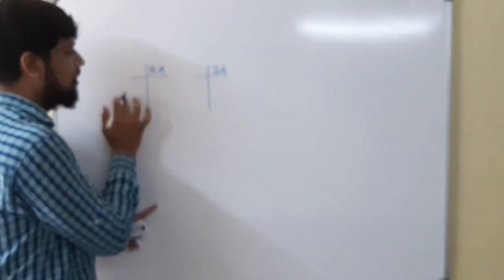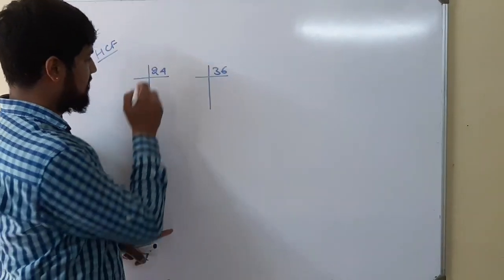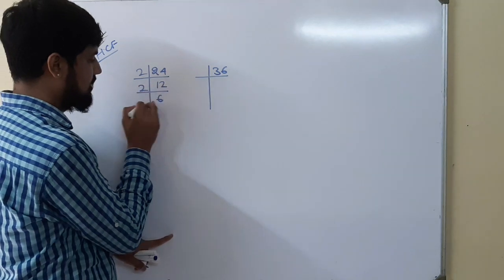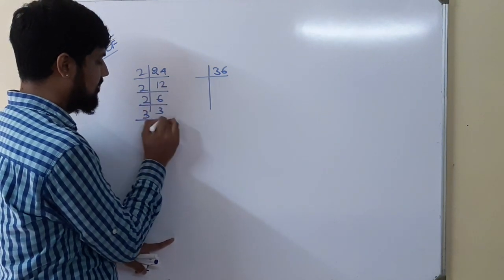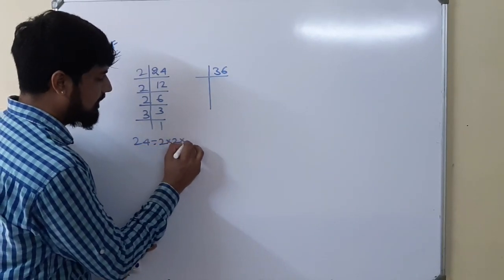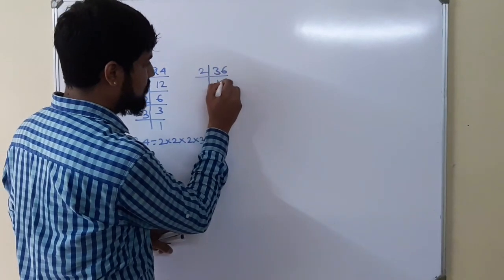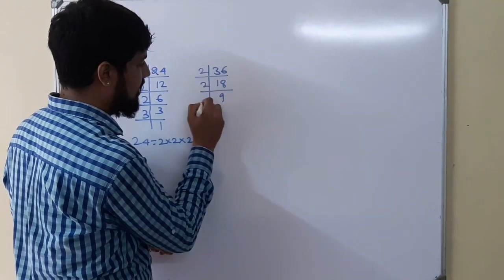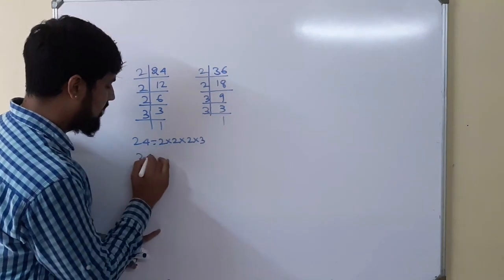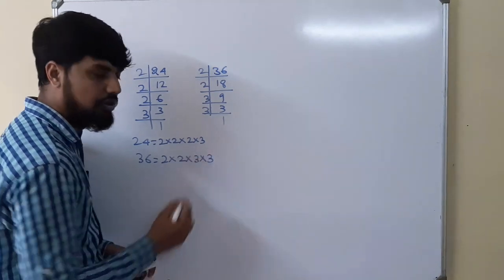So what we will do is find the prime factors of these numbers. For 24: 2 12s are 24, 2 6s are 12, 2 3s are 6, and then 3 1s are 3. So 24 has prime factors 2 into 2 into 2 into 3. For 36: 2 18s, 2 9s, 3 3s, and then 3 1s. So 36 has prime factors 2 into 2 into 3 into 3.